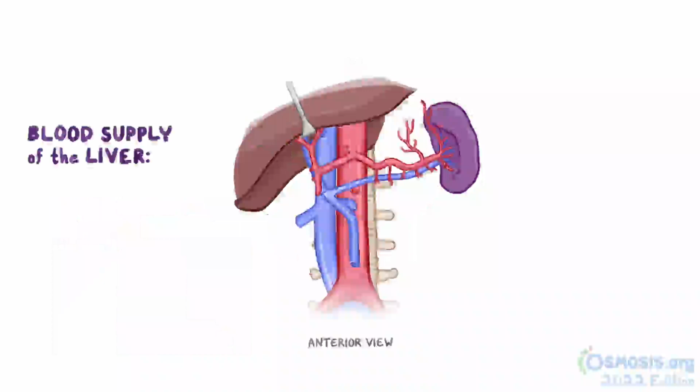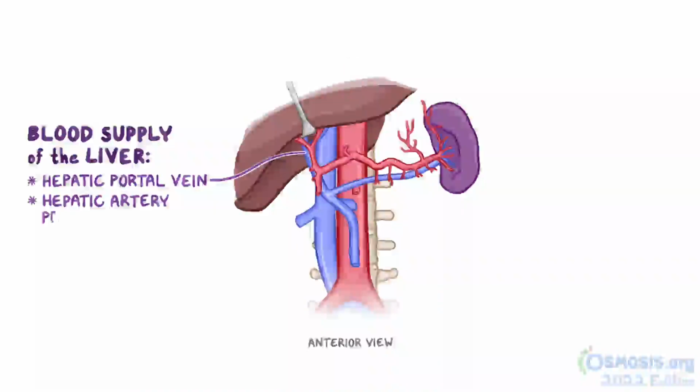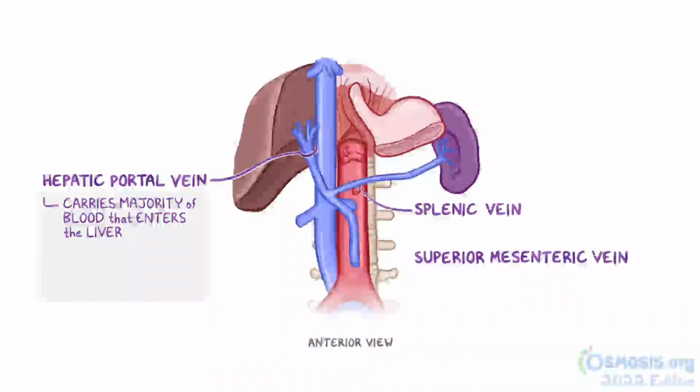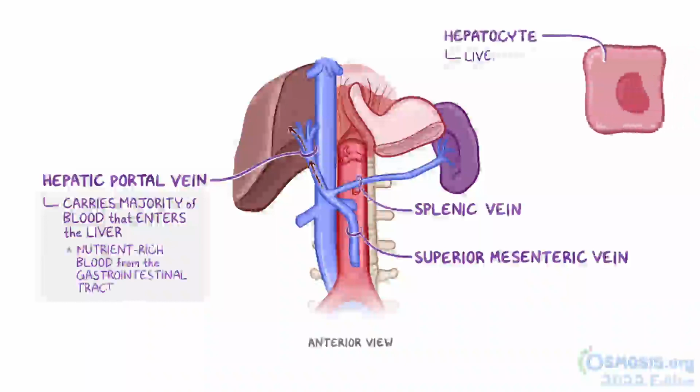Alright, let's now have a look at the blood supply of the liver. It receives blood from two major sources, the hepatic portal vein and the hepatic artery proper. The hepatic portal vein carries the majority of the blood that enters the liver. It results from the merging of the splenic and superior mesenteric veins, which carry nutrient-rich blood from the gastrointestinal tract. This blood goes straight to the liver, specifically the hepatocytes, which are the liver cells that carry out tasks such as detoxification.